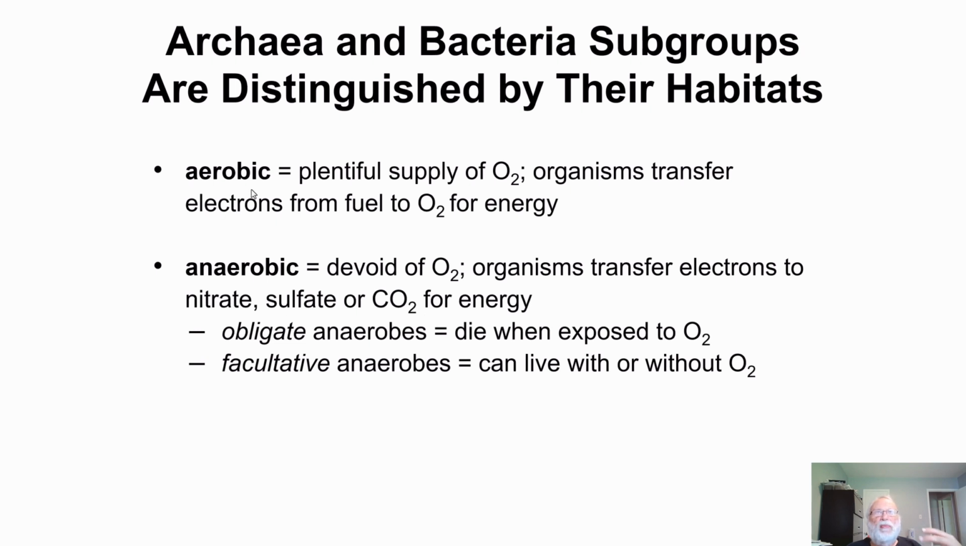Some of them will be aerobic, meaning they need a plentiful supply of oxygen. Any aerobic organism needs to have lots of oxygen present, and it takes electrons from O2 to get energy. Anaerobic organisms are devoid of O2, and they transfer electrons from nitrate, sulfate, or carbon dioxide. Within this group, there are obligate anaerobes that die when they're exposed to oxygen, and facultative anaerobes which can live with or without oxygen. So those are the 3 groups of organisms we have. Either they require oxygen, or they die in oxygen, or they can live without oxygen.